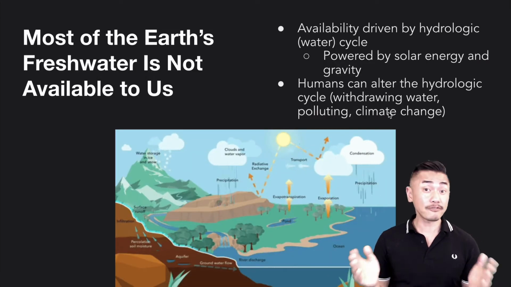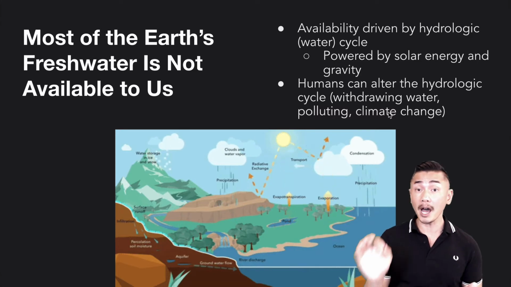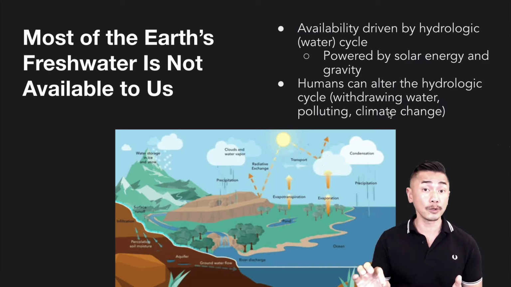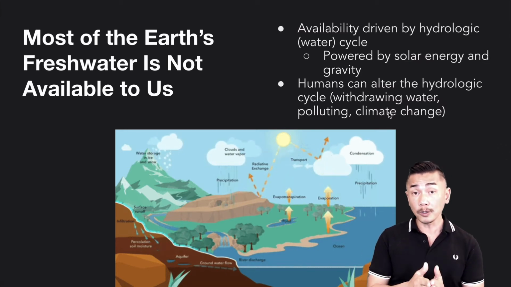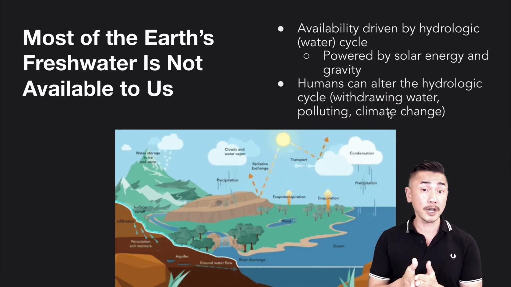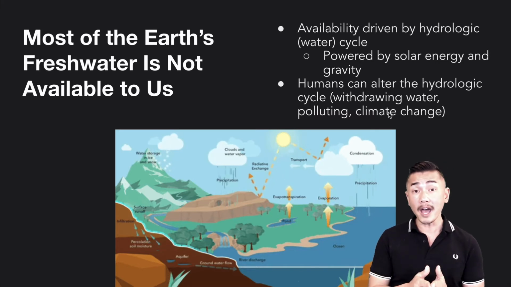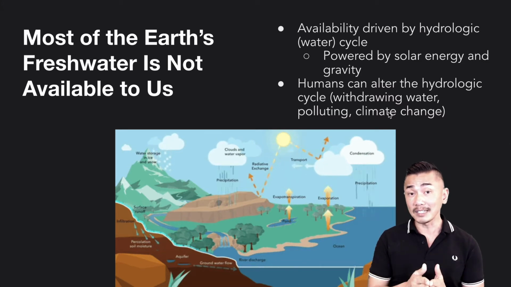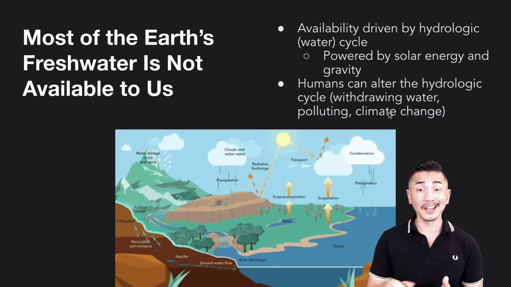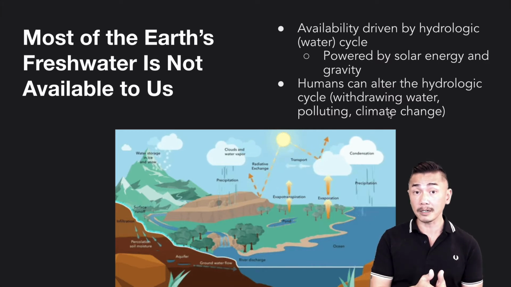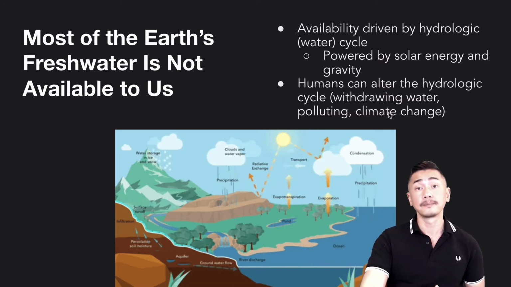The availability of fresh water on Earth is driven by the hydrologic or water cycle. The hydrologic cycle is powered by solar energy and gravity. Solar energy powers processes like evaporation, transpiration, and the transport of moisture in the air. Gravity allows water to move from one place to another. Human activity can alter the hydrologic cycle and thus the availability of fresh water. We can do things like withdraw water from the ground, pollute bodies of water, and accelerate climate change.